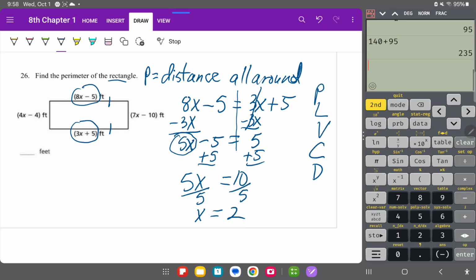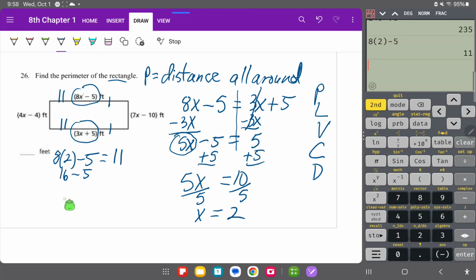We now take that and we plug it back in here. So I'm going to take that first one, and 8 times 2 minus 5. Okay, so take that 2 and I plug it right in there for x. I'm going to come over here and just put all that in my calculator. 8 times 2 minus 5 is 11. You could also think about it like this. 8 times 2 is 16. 16 minus 5 is 11. Now that means this side is 11, and this side is also 11, because the opposite sides are congruent.